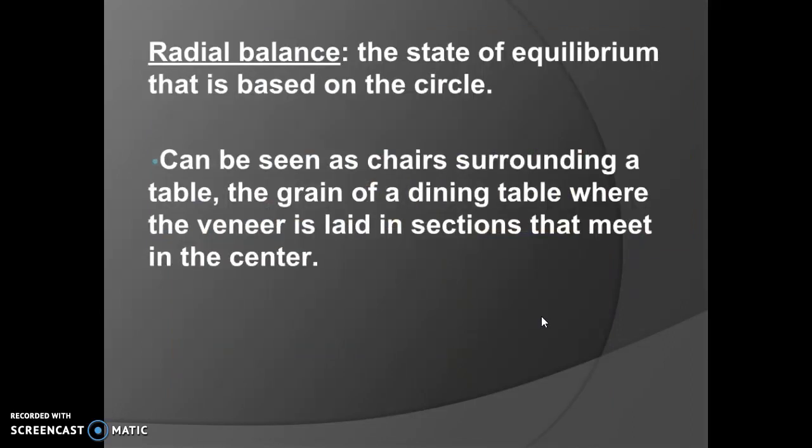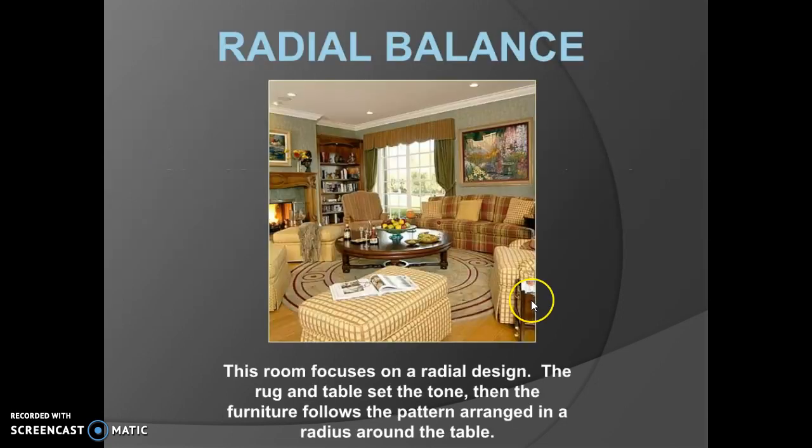When we talk about radial balance, that is balance in the form of a circle. It can be seen as chairs going around a table, or even the grain of a dining table where the veneer is laid in sections that meet in the center. And I can show you, I think I might have an example.